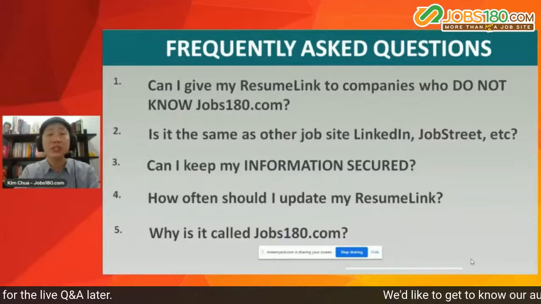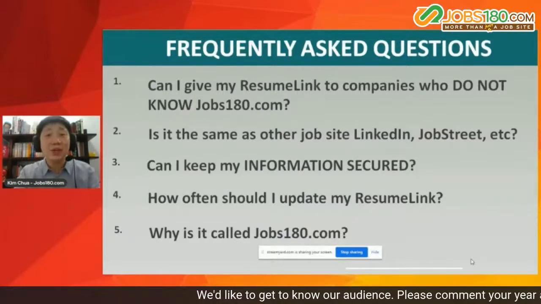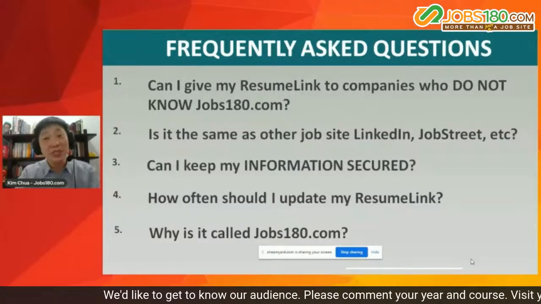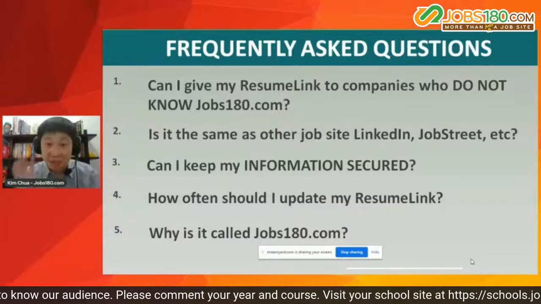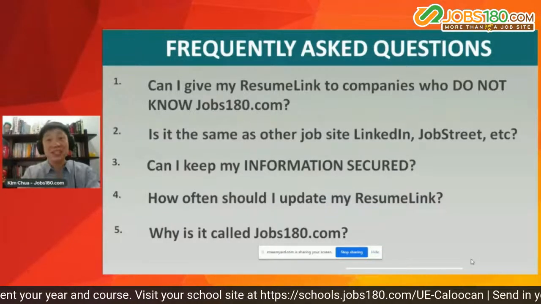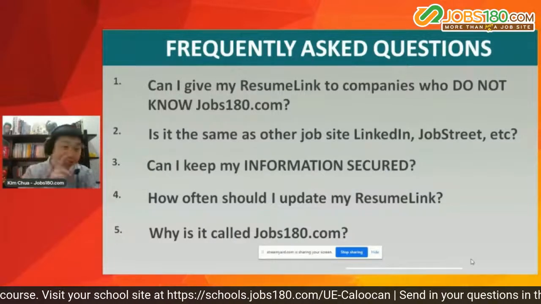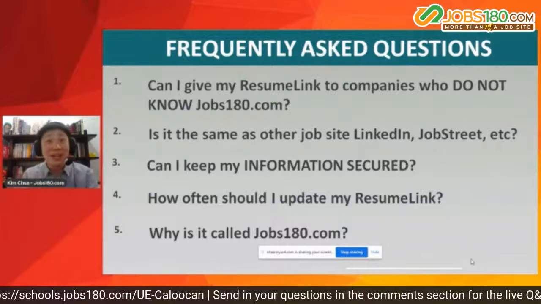And the last question is just a trivia. Why is this called jobs180.com? This is called jobs180.com because we want to turn your life around. Yan, 'di ba? 180 degrees. Hindi siya 360. Kasi kung 360, bumalik ka lang kung saan ka galing. Di balik-balik ka lang, balik-balik ka lang, balik-balik ka lang. Di wala nangyari.